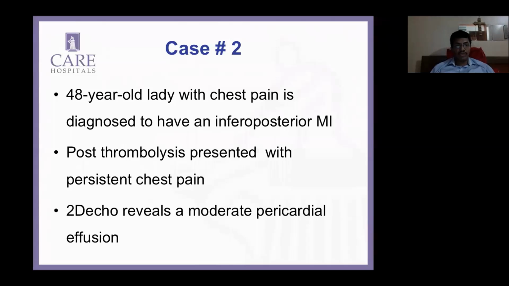The 2D echo revealed a regional wall motion abnormality in the right coronary territory, and it also revealed a moderate pericardial effusion. Now, this is a subset I have been studying very closely over the last 2 to 3 years, and I have picked up about 12 patients who had either a late presentation, delayed thrombolysis, or ongoing pain, and came in with an effusion. I have a series of 12 patients, and I just want to know from you what you would all do in this situation.